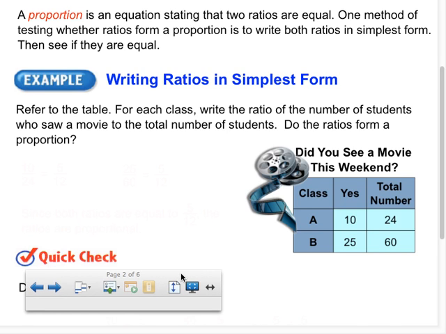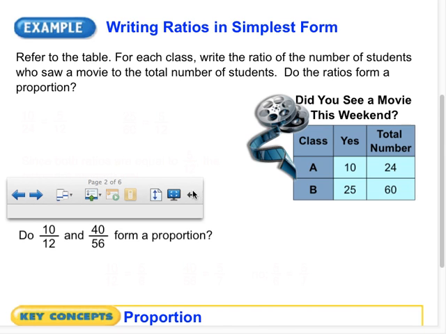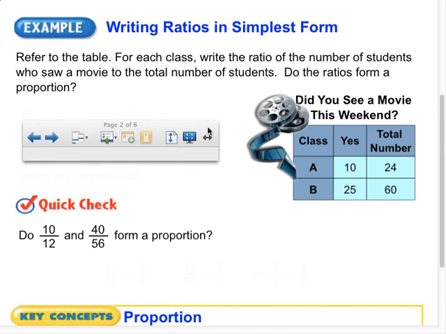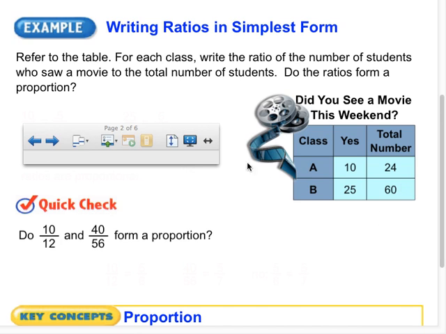So can you guys take a look at the chart? Part of this is reading a chart. And we have to figure out if these ratios form a proportion. So here we go. You need to form a ratio for class A and a ratio for class B, and then you need to tell me if these two ratios form a proportion. Really quickly. I see about half the students writing something down, so only half the students are trying to get this.